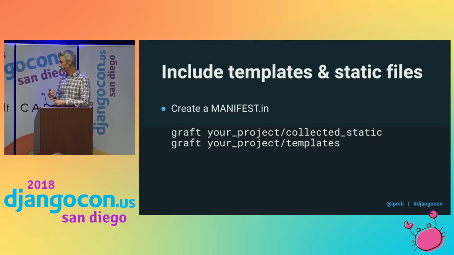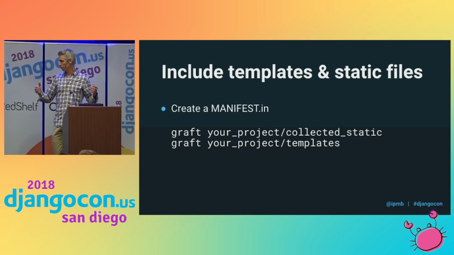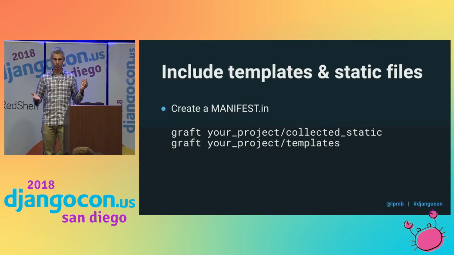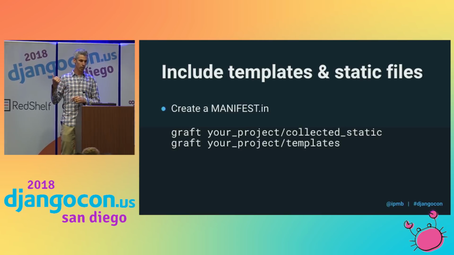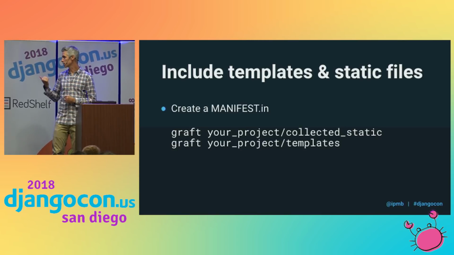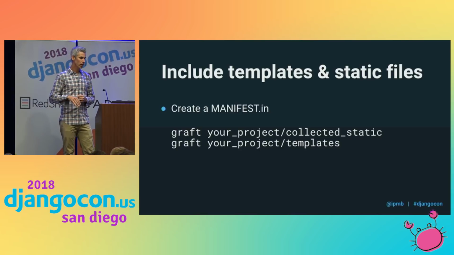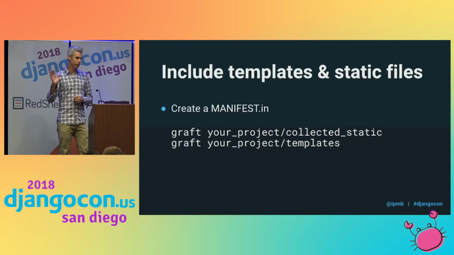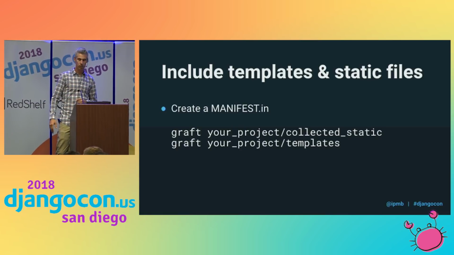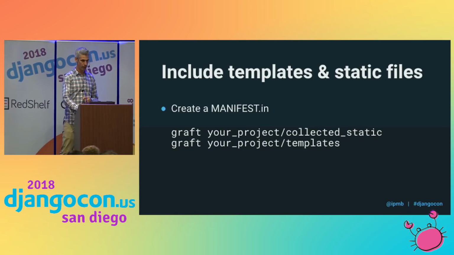The next thing we need to deal with is templates and static files. That find_packages command will get all of your Python files, but it will gladly ignore all other types of files. So we need to get our static files and templates. The simplest way to do this is to create this MANIFEST.in file. It also goes in the root of your project. And graft means take this directory and anything in it, any subdirectories, all that. So we would include our collected static files and our templates in that.